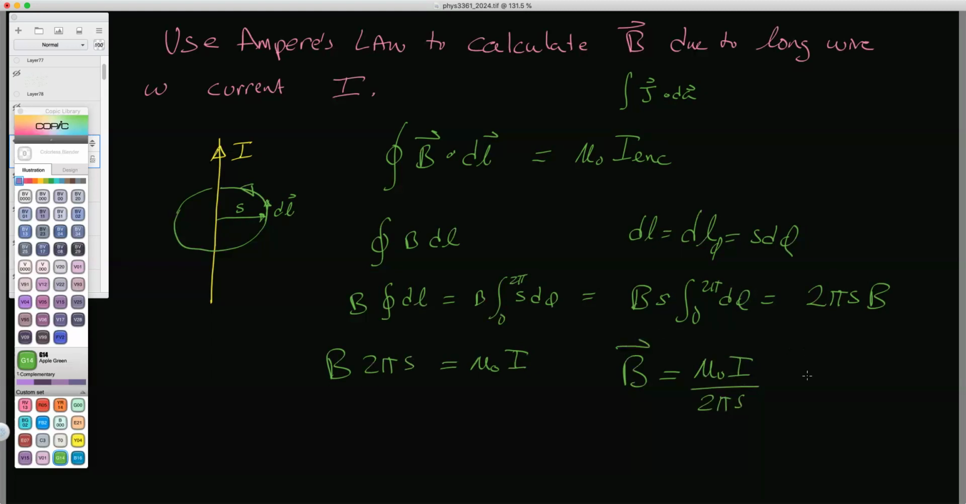And then you don't really get the direction. You already decided what you think the direction is when you did this step, in the phi hat direction, by using an Amperian loop.